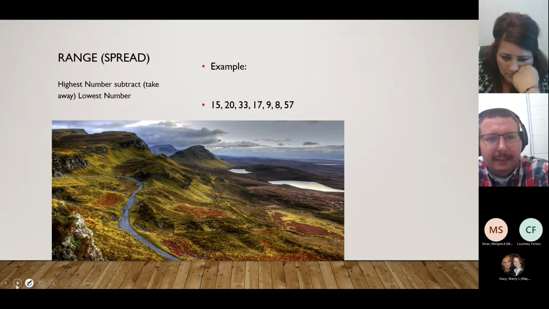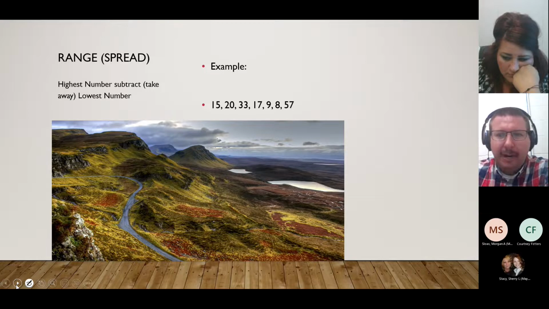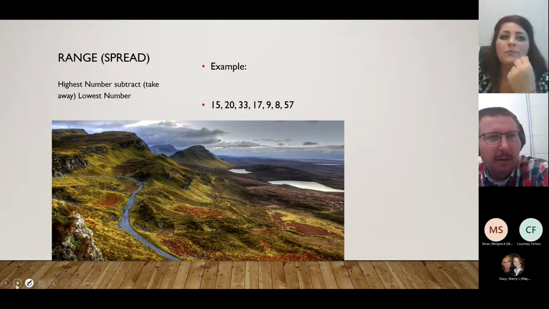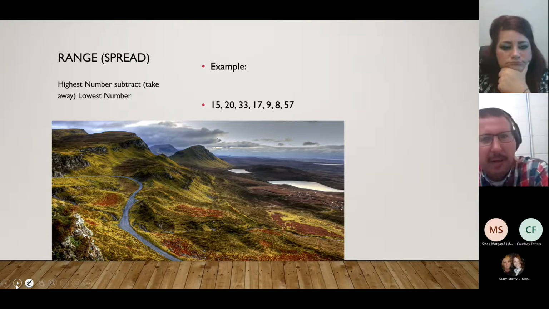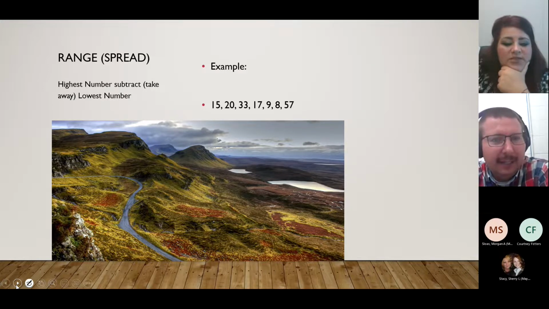Now, this is the last one. This is called range. Range is sometimes called the spread, or the spread of numbers. The range of a set of data means the exact same thing, like a mountain range. It's the highest number, take away or subtract, either word you're going to use, the lowest number.